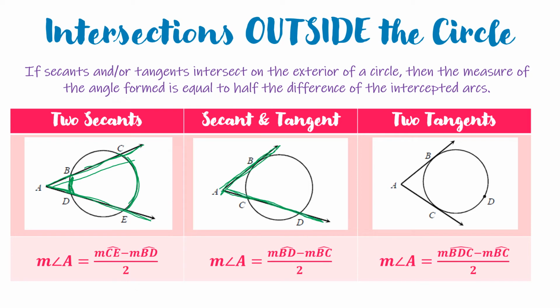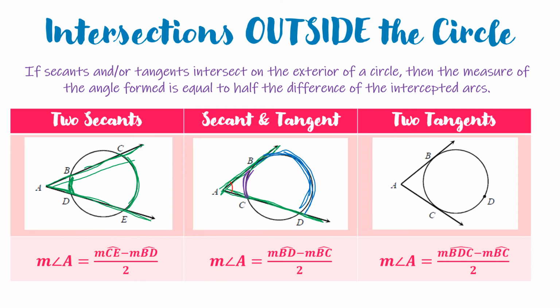But just like the previous picture, if you look in between the sides of the angle, it intercepts 2 arcs. BD is going to be your bigger one because it's on the outside, and then also BC. So if you're looking for the measure of angle A, you are going to take the measure of arc BD and subtract the measure of arc BC and then divide by 2. So half the difference of the 2 arcs.